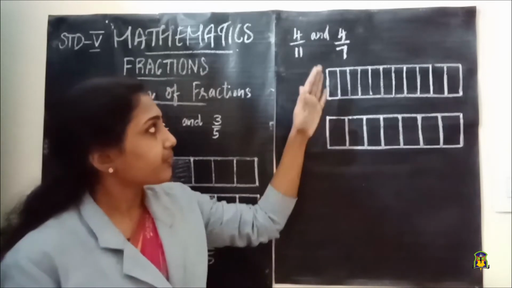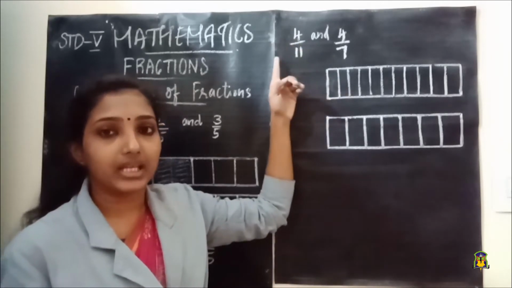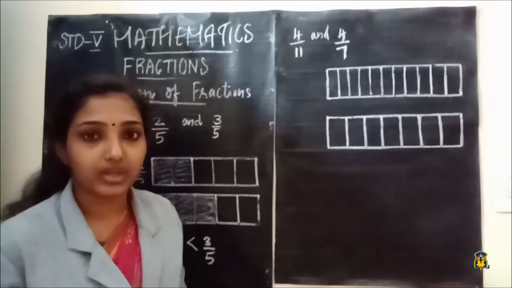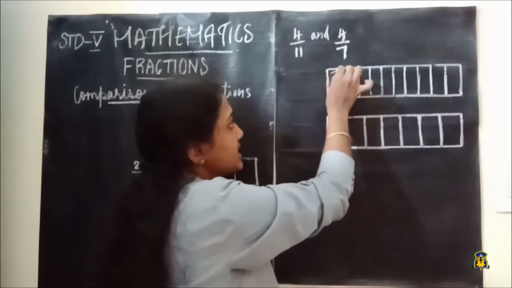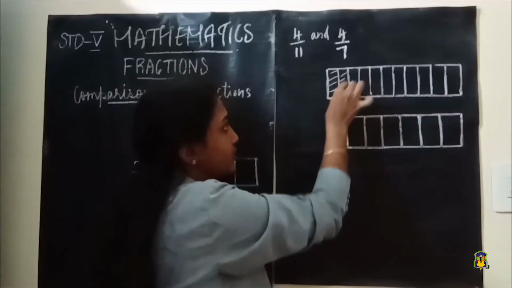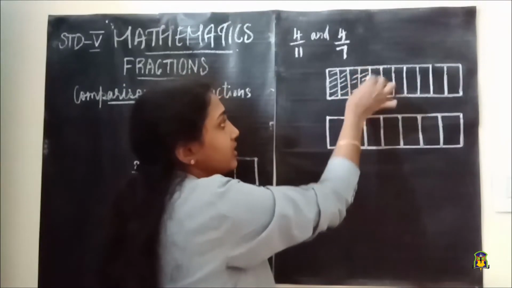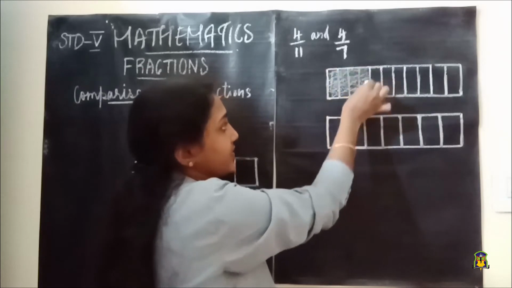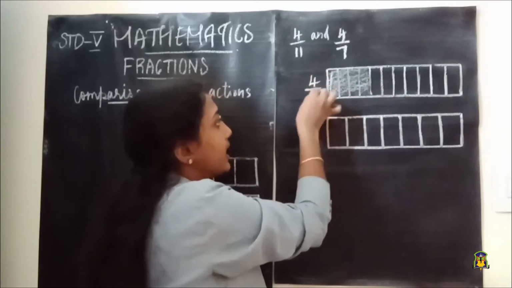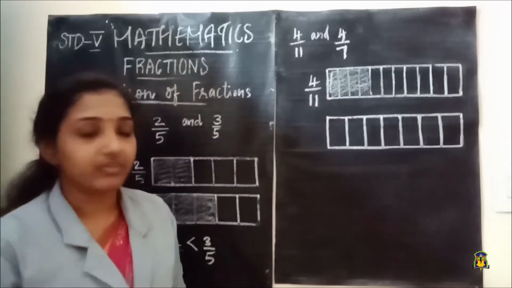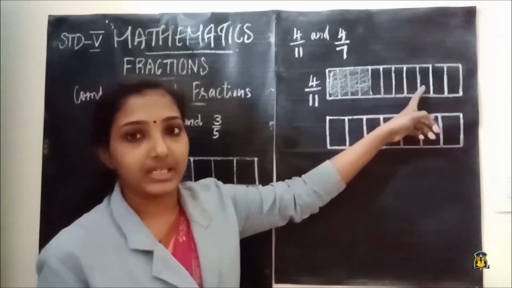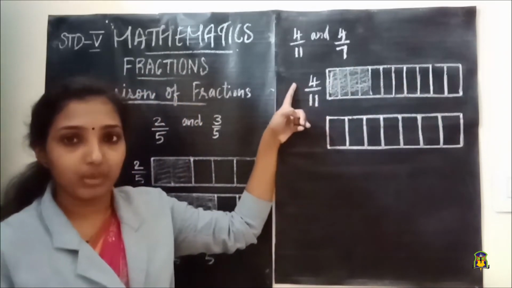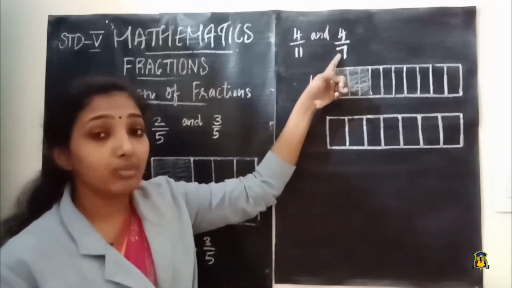So the first fraction is 4 by 11. I am taking 4 parts from these 11 parts: 1, 2, 3, 4. So these 4 parts I am taking. So it is 4 by 11. Out of a total of 11 equal parts, I have taken 4 parts. And the next is 4 by 7.